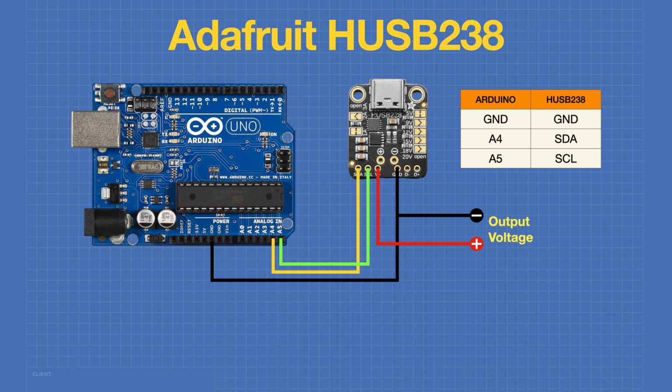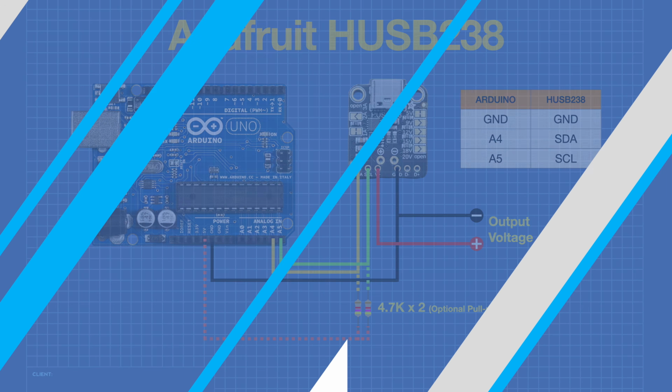Now, the Arduino Wire library does have internal pull-up resistors, but they're pretty high value, about 30K. If you find this is operating in a rather intermittent fashion, you might want to add your own pull-ups. Connect two pull-up resistors to the 5-volt line on the Arduino. Make sure not to use the output voltage line on the HUSB238. And this completes our wiring. Now let's go and give it a test.